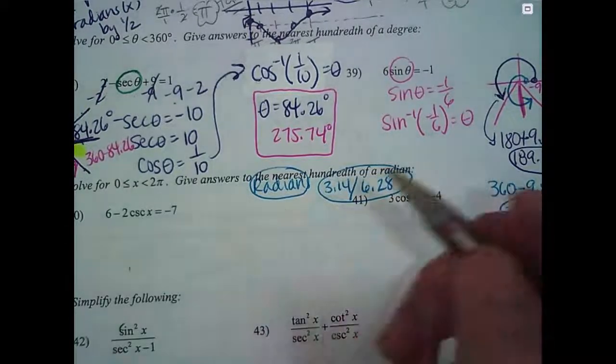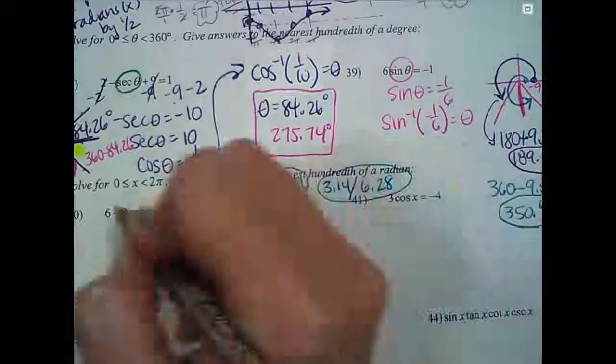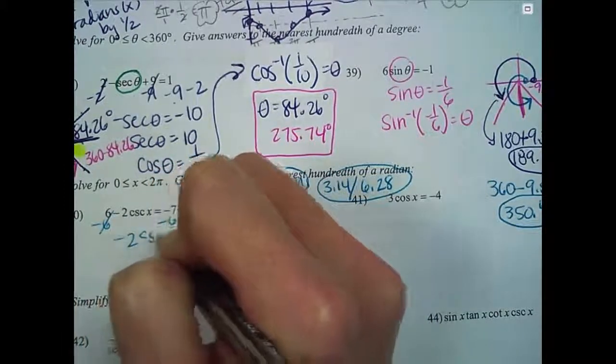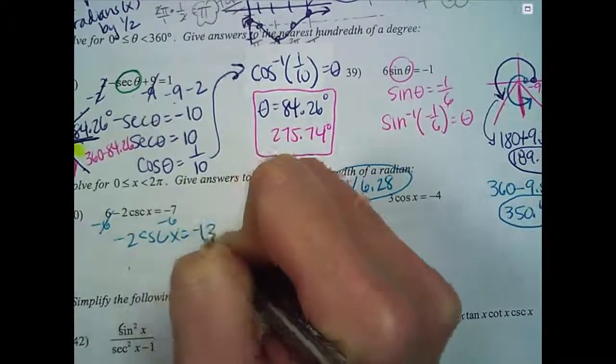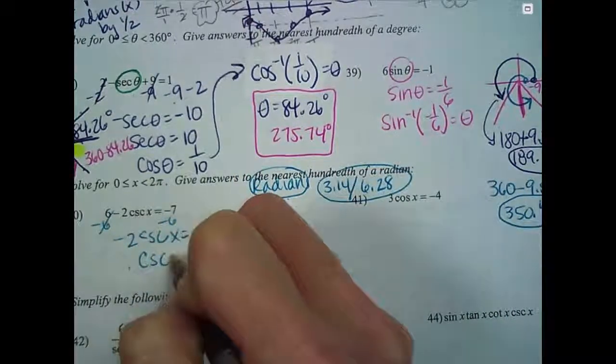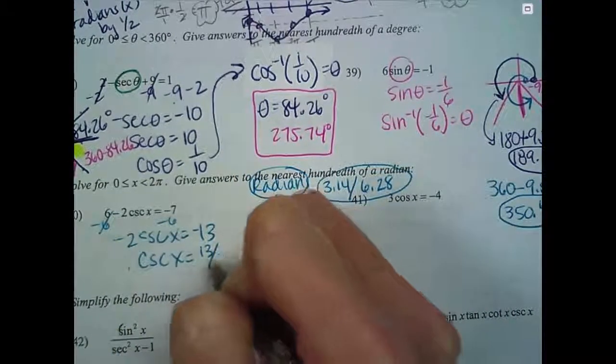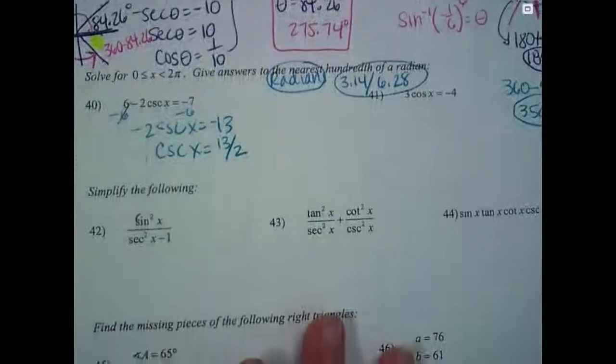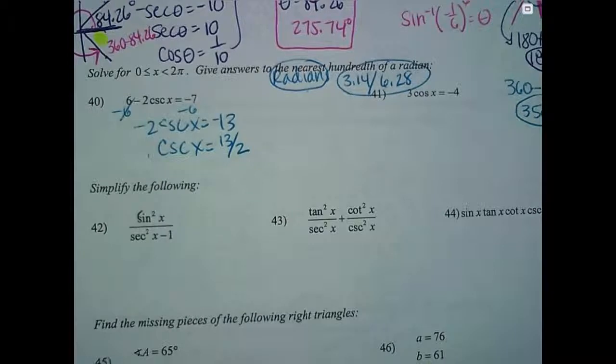So let's solve it. Which calculator? So subtract 6 from both sides. So now negative 2 cosecant x equals negative 13. Divide by 2. Actually, divide by negative 2, I'm sorry. Which gives you 13 halves. Can we find cosecant on our calculator? No, so we change it to, what's the flip of cosecant? Sine.